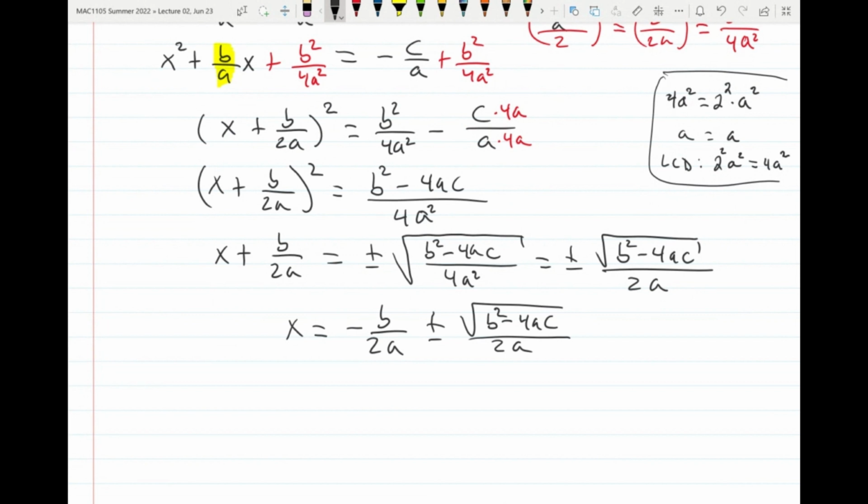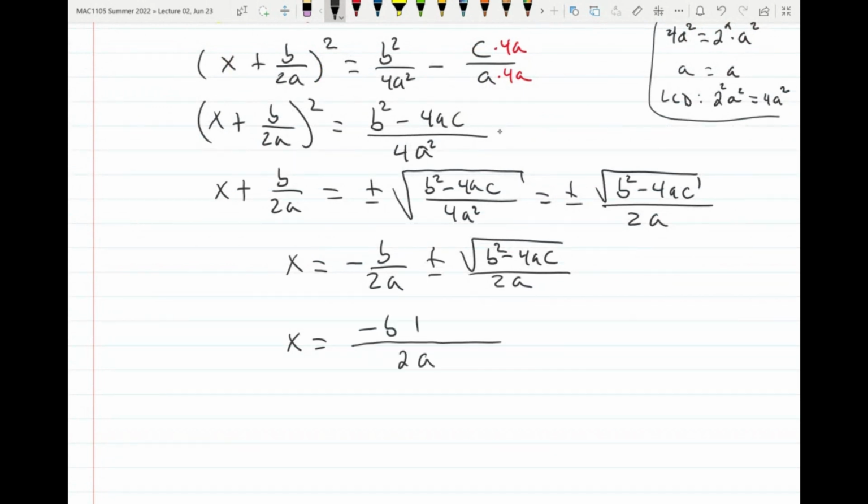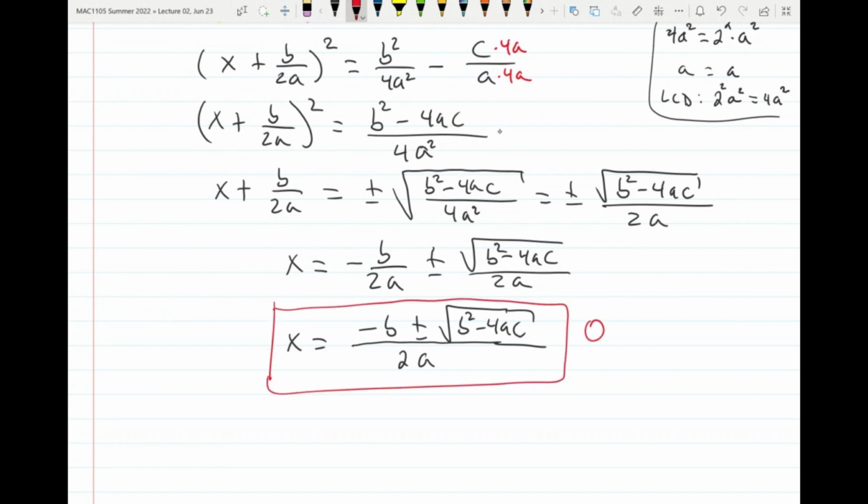And then because the denominators are the same, we combine. So negative b plus or minus the square root of b squared minus 4ac all over 2a. Okay? And this right here is what you normally know as the quadratic formula. And notice that in here, all you really need to know is what A, B, and C are. Plug it in, and then you get your answer. Understand that there are two solutions here in general, one with the plus, another one with the minus.